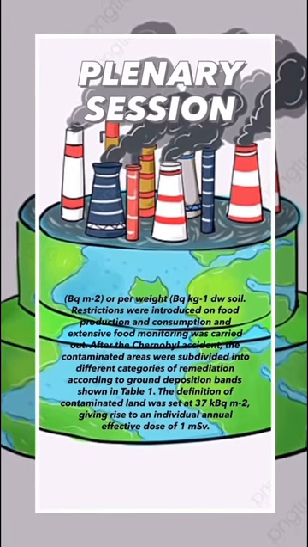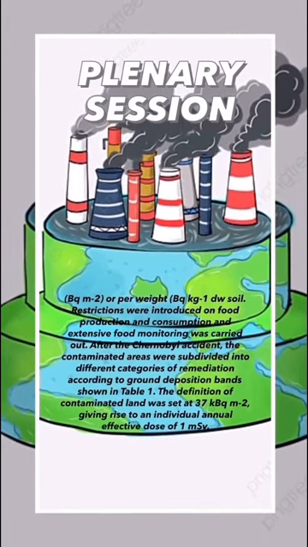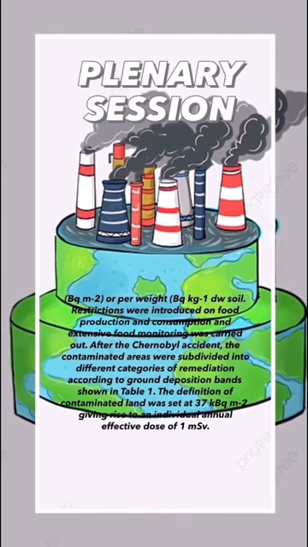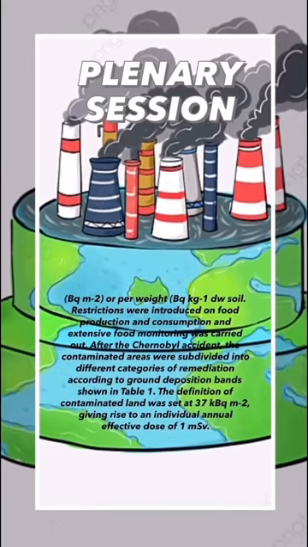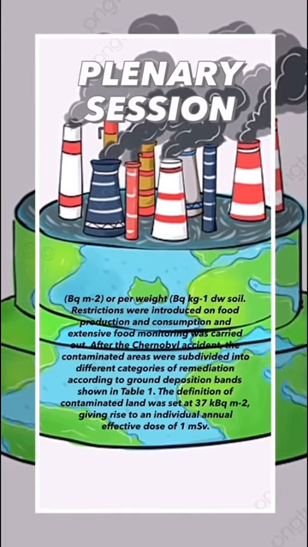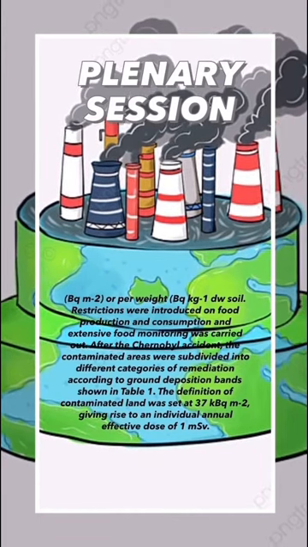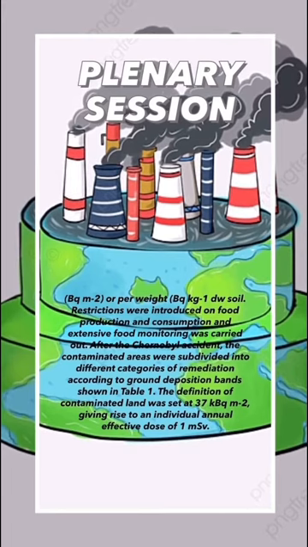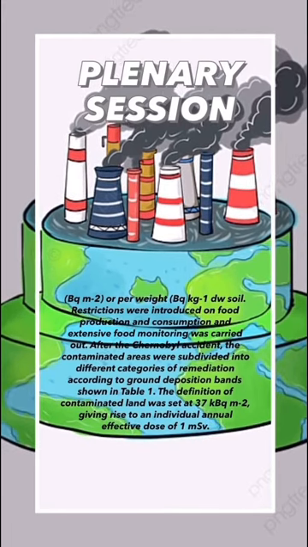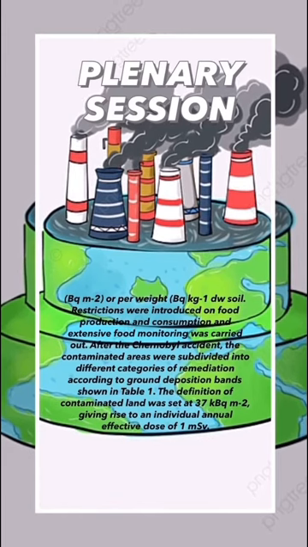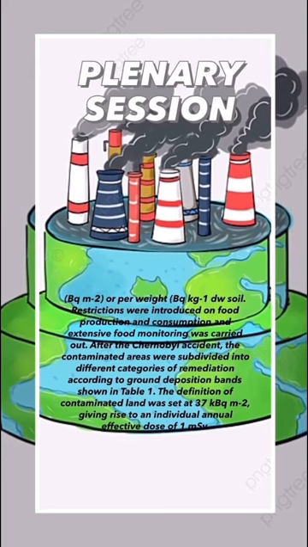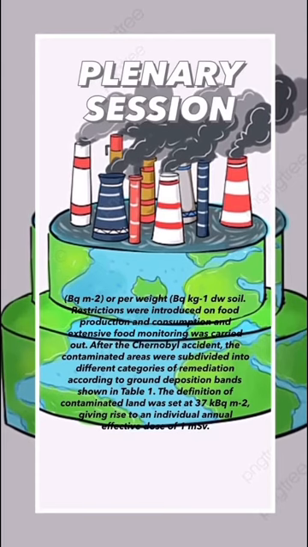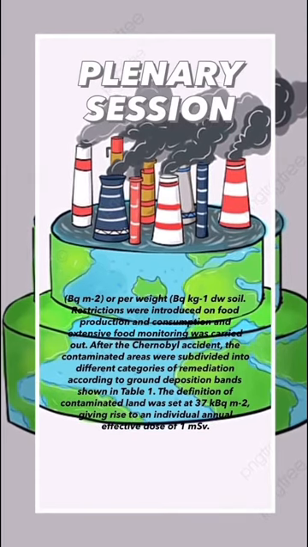Restrictions were introduced on food production and consumption, and extensive food monitoring was carried out after the Chernobyl accident. The contaminated areas were subdivided into different categories of remediation according to ground deposition, as shown in Table 1. The definition of contaminated land was set at 37 kBq/m2, giving rise to an individual annual effective dose of 1 mSv.